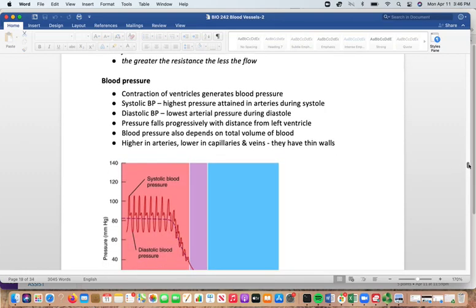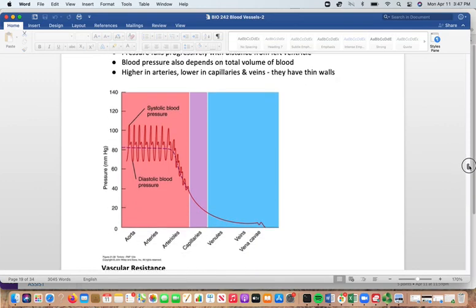So looking at blood pressure, contraction of the ventricles is going to generate the blood pressure. Your systolic pressure will be the highest. This is going to occur when the arteries are in systole, from the heart being in systole. Diastolic pressure is going to be the lowest arterial pressure, and that occurs during diastole. The pressure is going to fall progressively as the distance increases away from the left ventricle. Blood pressure is also going to depend on the total volume of the blood. So it's higher in arteries and then lower in capillaries and veins, which is necessary because they have thinner walls.